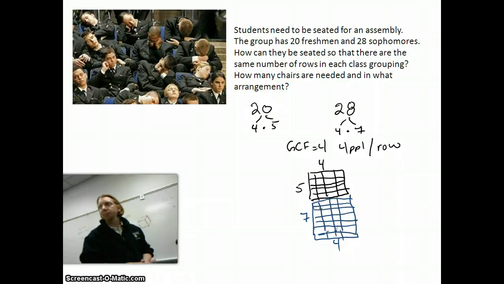Wait, I can just do that in my head. Do I have to show my work? I need to see something to know you didn't just look at somebody else's paper.